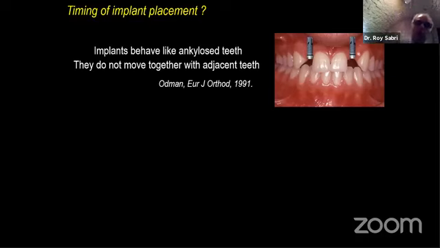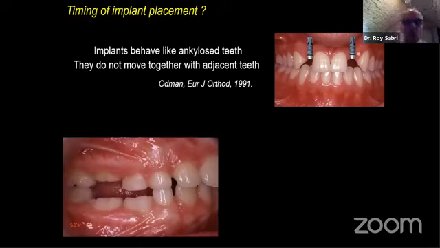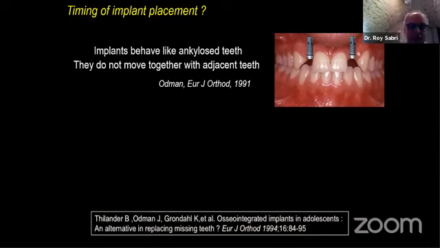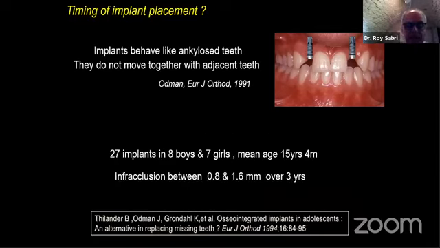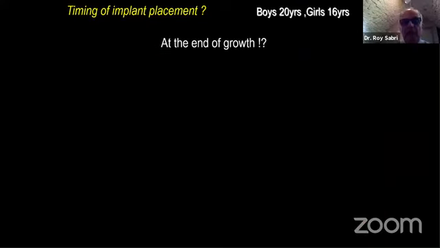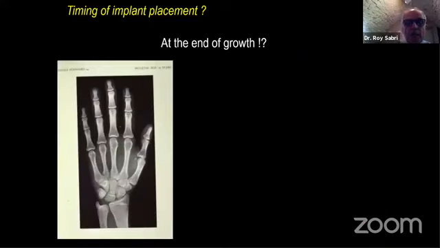Okay. Now, timing for implant placement. We know we have to put implants at the end of growth. Odman told us, and we know from ankylosed primary teeth, because we all saw ankylosed primary teeth, how they stay behind, you know, the step. Odman did this study, I don't know how they did it, but they did it on growing patients. They put 27 implants on growing patients to realize that they ended up with a step. So when is the end of growth?